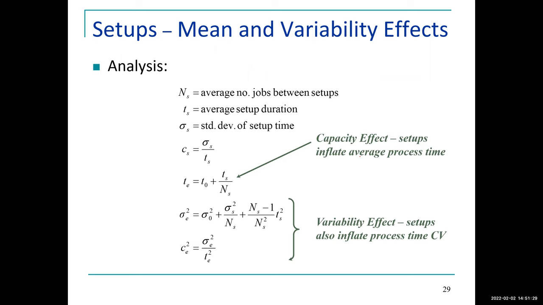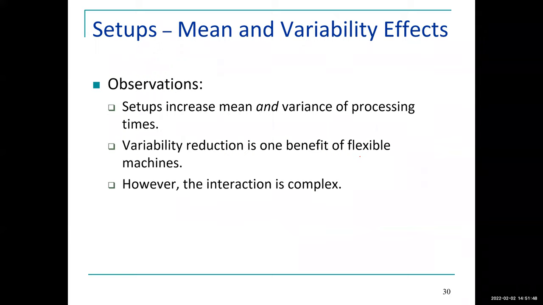So here's the time TS squared, and that's adding that to the sigma squared of the effective processing time. So all this is inflating the processing time and also this measure of variability for the processing time. So in terms of observations, setups increase mean and variance of processing times. Variability reduction is one benefit of having flexible machines. So if you don't have to perform as many setups and you can just switch between machines without having to perform all these setups, that can help you reduce the variability of your process. However, the interaction is complex.